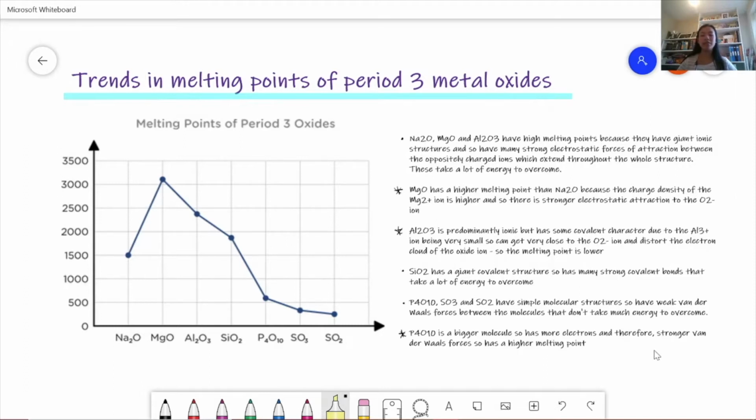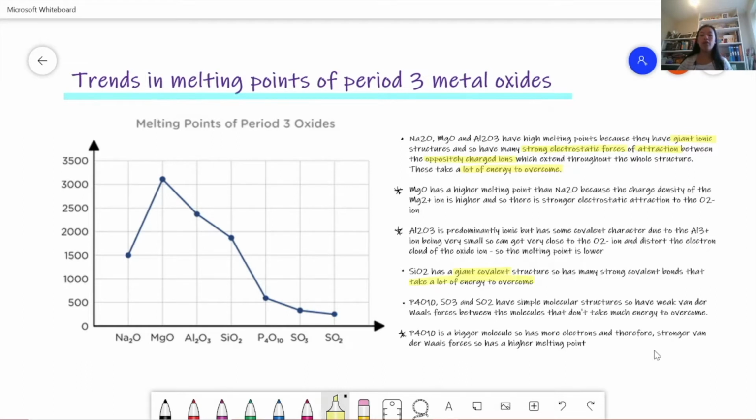So things you need to remember are that they are giant ionic, so there are lots of strong electrostatic forces of attraction between the oppositely charged ions, and they extend throughout the whole structure, so they take a lot of energy to break. And then coming to silicon oxide. Silicon oxide has a giant covalent structure, so it has lots and lots of strong covalent bonds that take a lot of energy to overcome, and that's why its melting point is not too much lower than the ones for the giant ionic structures.